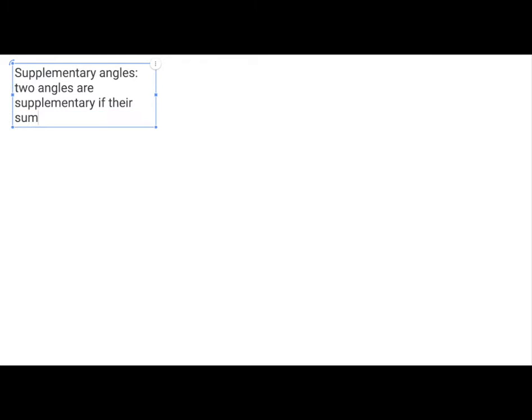So you may find angles whose relationship is such that they are supplementary. These angles in this relationship are called supplementary angles. A more formal definition is that two angles are supplementary if their sum adds up to 180 degrees.